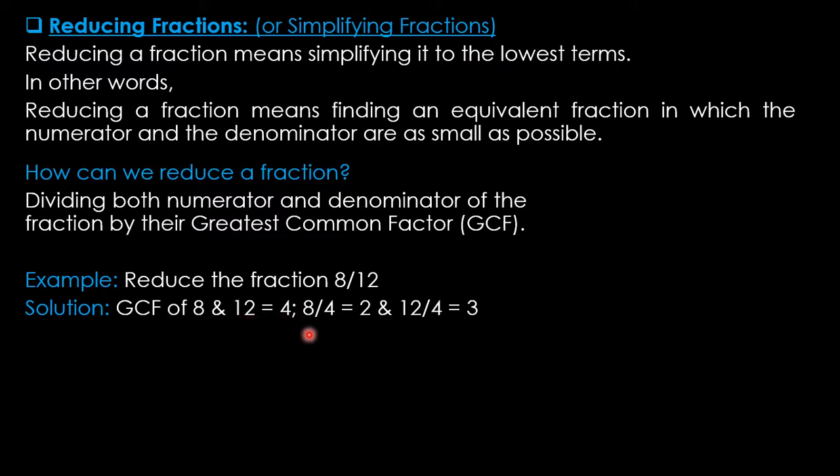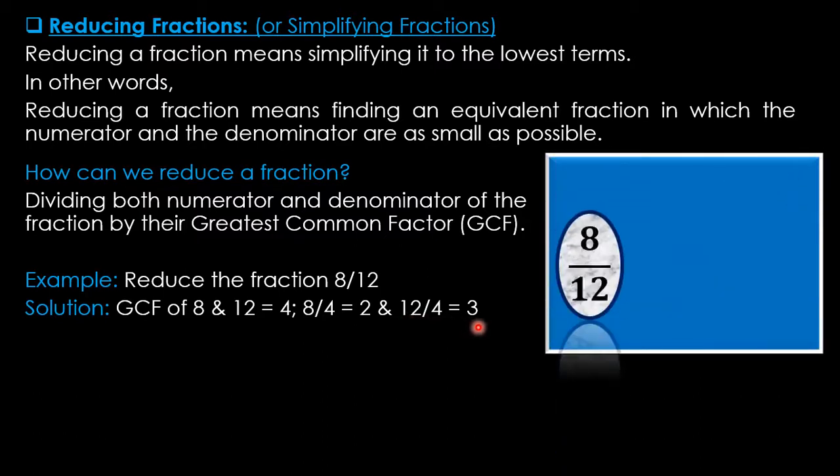Then we divide both numerator and denominator by that GCF. So first of all, we find the GCF or greatest common factor of the numerator and the denominator. In this case, the numerator is 8 and the denominator is 12. So the GCF of 8 and 12 is equal to 4. Then we divide the numerator by the GCF, which gives 2, and we divide the denominator by the GCF, which gives 3.